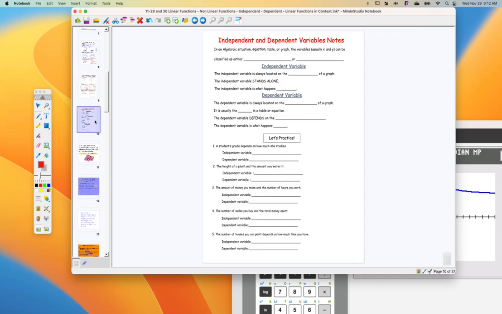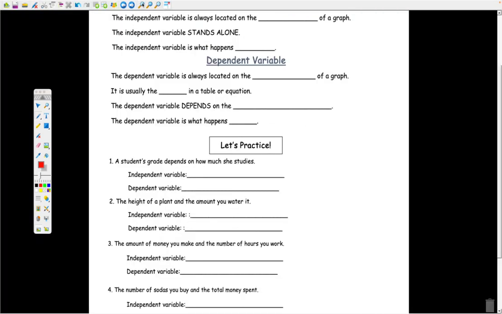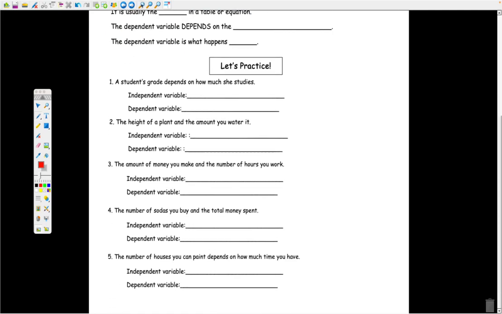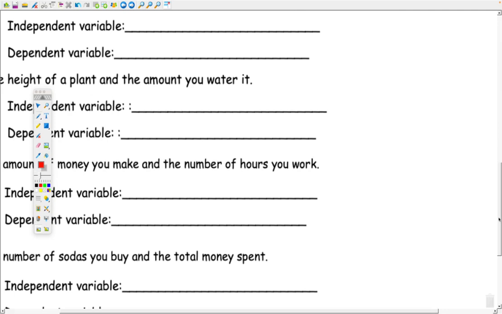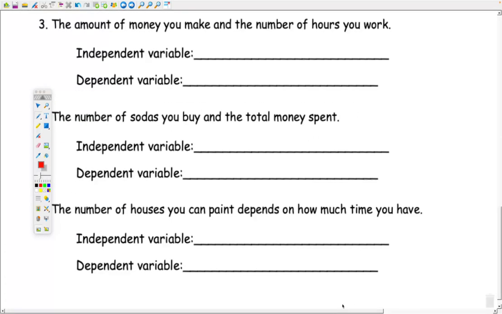So let me go back here for the next few. Try these next ones.